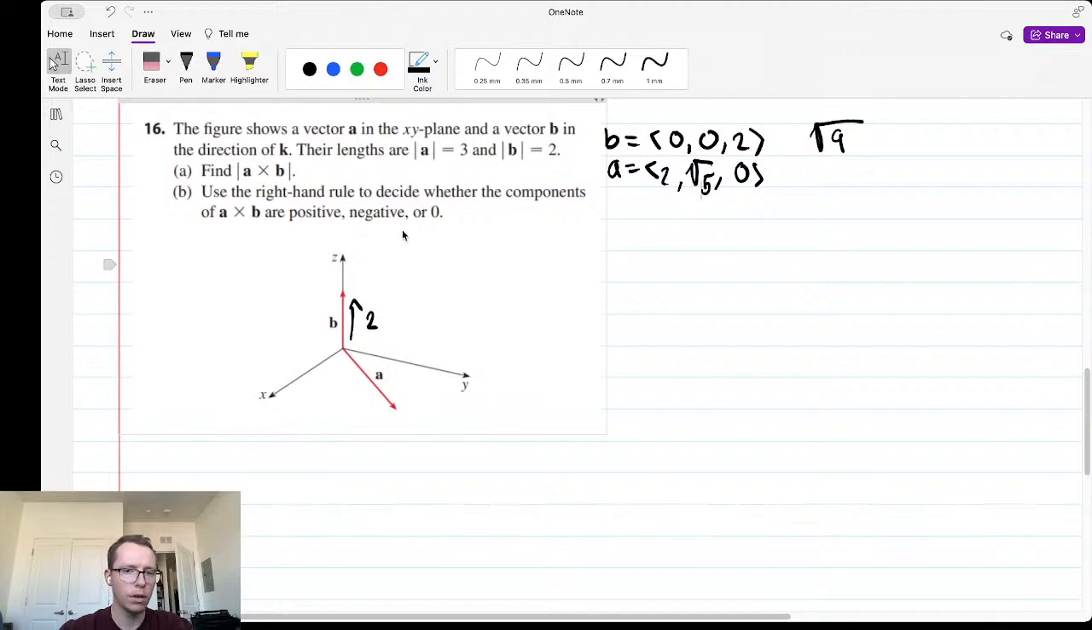So A and then B and then C would be the thumb. I don't even know if you guys can see. Oh, yeah. That's kind of weird to me.